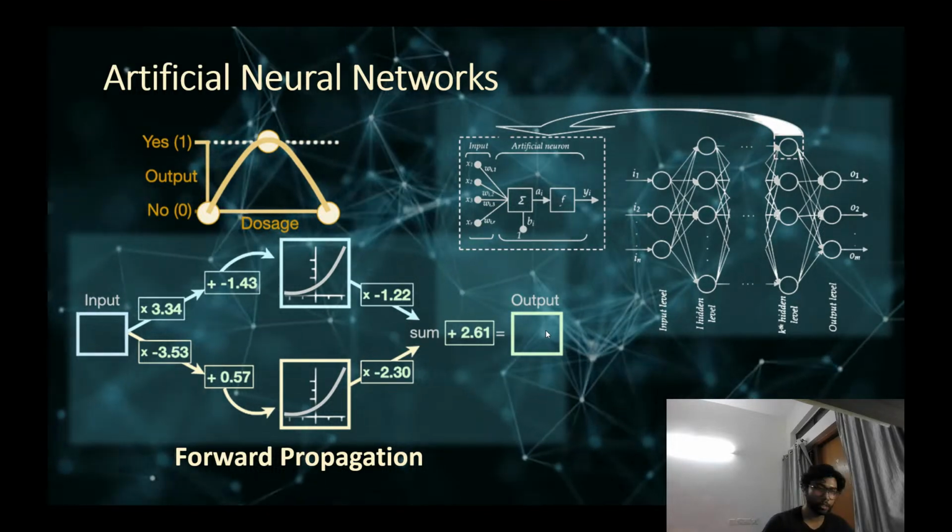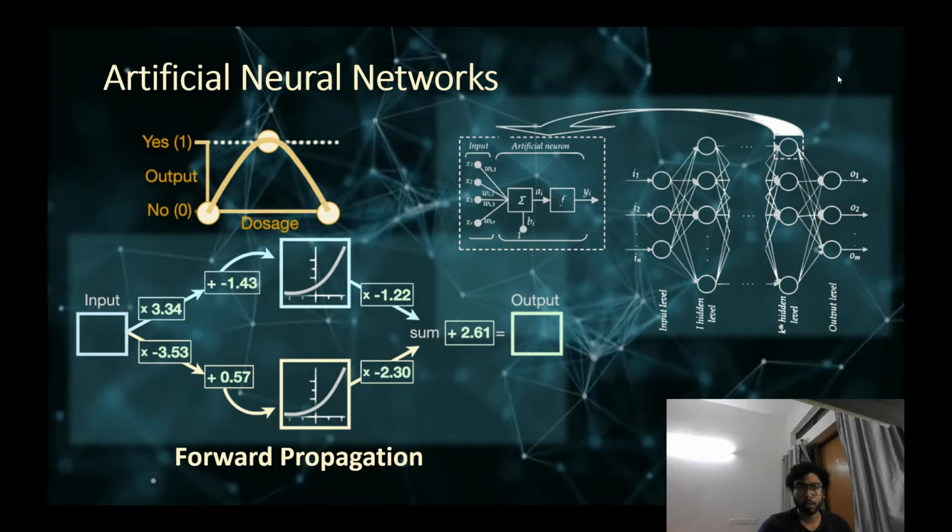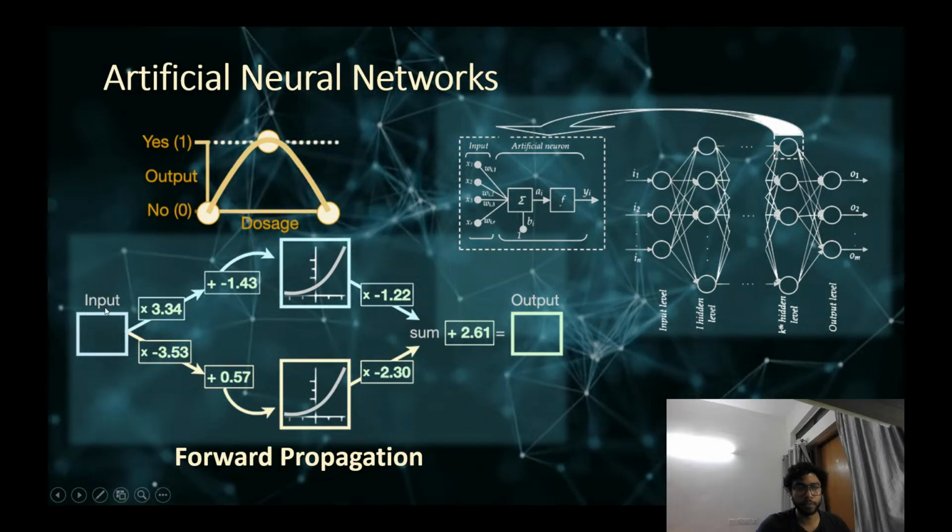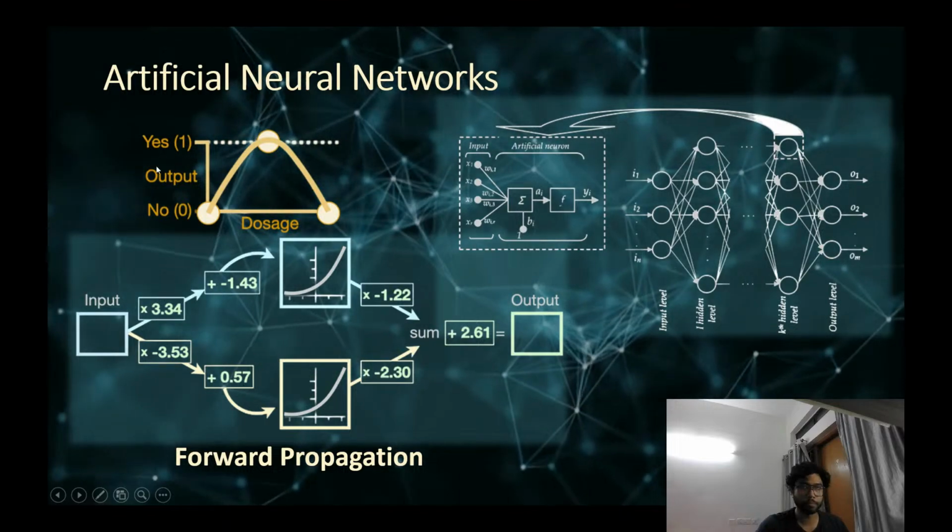And then you get the output, right? So again, if I just show you, if you input 0 over here, you would get a value very close to 0, right? So that's what you will get.